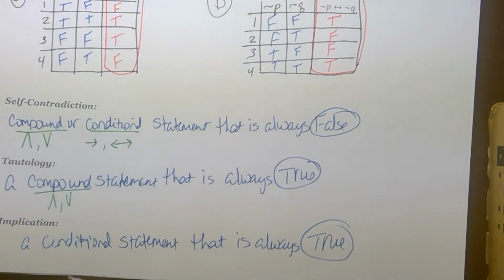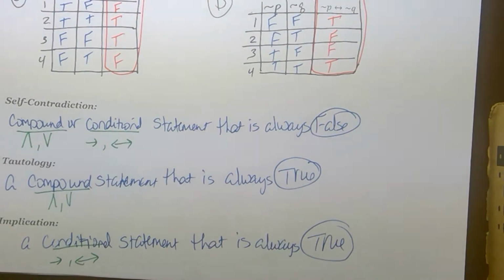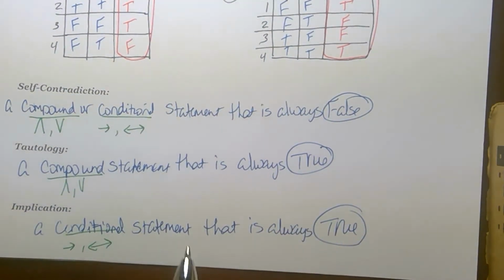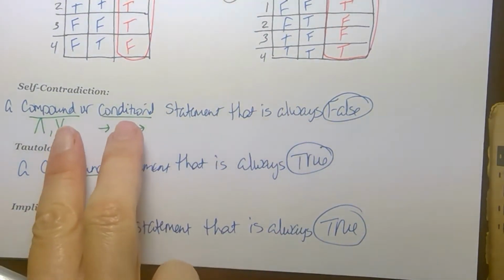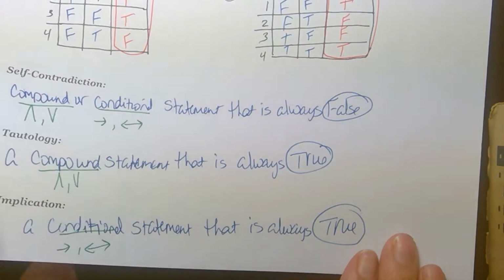And my conditional statement, that conditional refers to both conditional and biconditional. All right, if it's always false, it's a self-contradiction, no matter what joining term. If it's always true, I have to go back and pay attention to whether it is a compound or a conditional statement to determine whether it is a tautology or an implication.